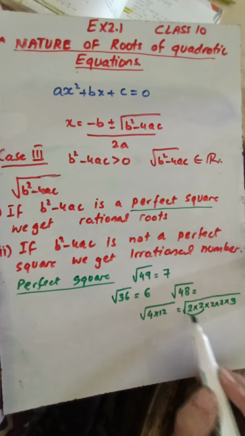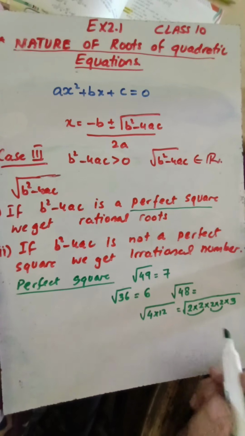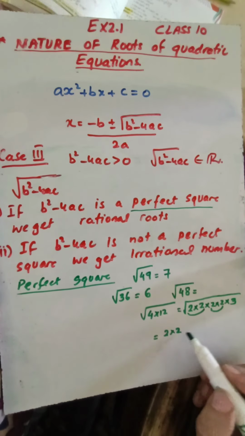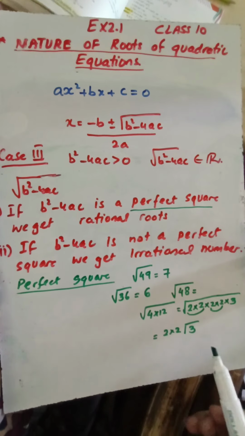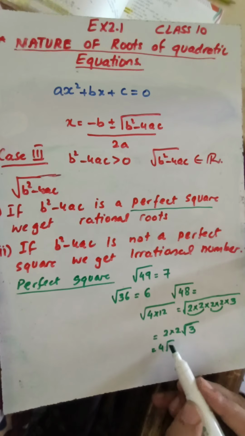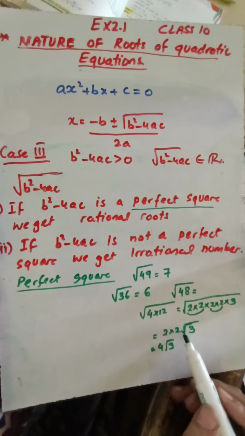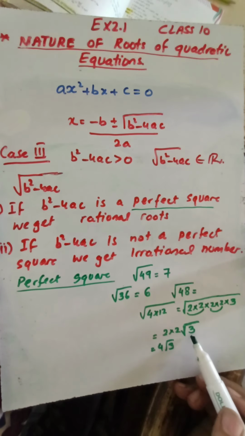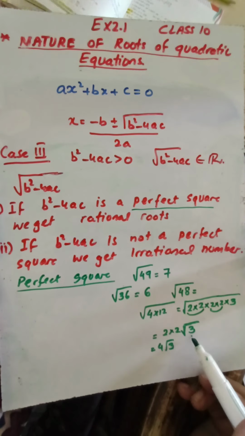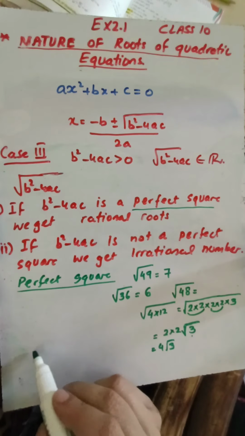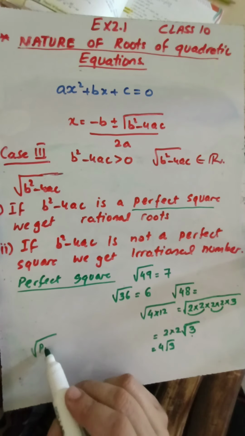Over here we know that a 2 will come out of the root, and another 2 will come out of the root, so we will have 2 into 2, which is 4, root 3. The 3 will remain under the radical sign, so the answer will be 4 root 3. Whenever we take the square root of a prime number, we get an irrational number, a surd. We learned in class 9 that the square roots of prime numbers are always irrational.